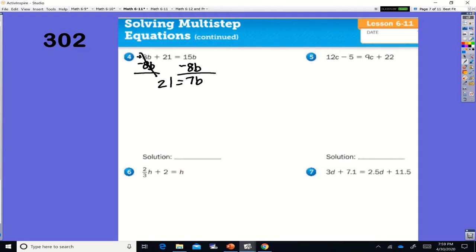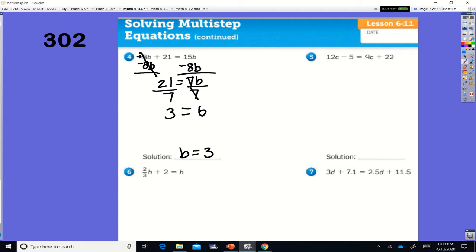Then get the number on the opposite side. Well, these are not like terms, so we cannot do that. Undo multiplication or division. Well, this is 7 times b, or 7 times the number. For multiplying, we're going to do the opposite and we're going to divide. So I divide both sides by 7. This becomes b. 21 divided by 7 gives me 3. So our solution is b equals 3.